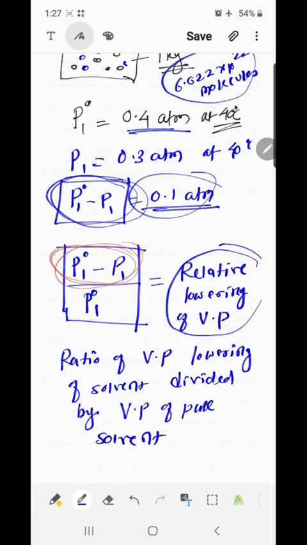So relative lowering of vapor pressure does not depend on which solute you have taken. It depends only on the number of particles of solute present in the solution. So how much the relative lowering of vapor pressure of solvent will be by addition of solute does not depend on the nature of solute, but it depends on the number of particles of solute present in the solution.